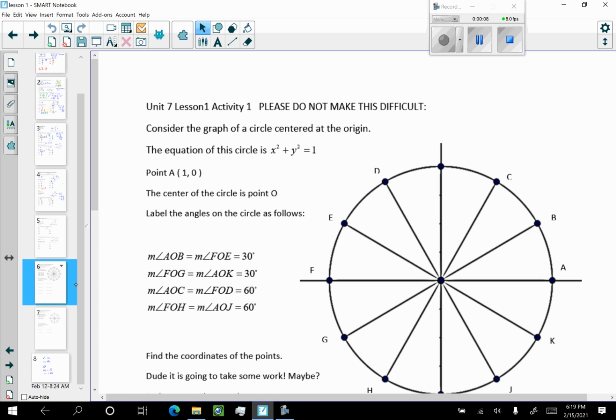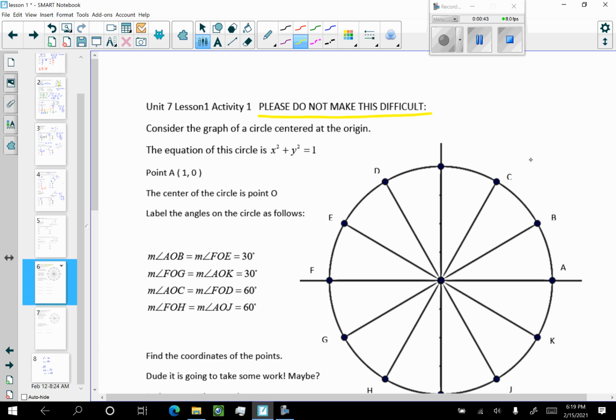Today we're going to do a video over Unit 7, Lesson 1, Activity 1. We would ask that you fill in your interactive notebook very carefully. We're also going to ask you not to make this difficult. And hopefully you will make the connection from what we did earlier. And I will tell you that this activity is extremely important as we go down the road and study trigonometry.